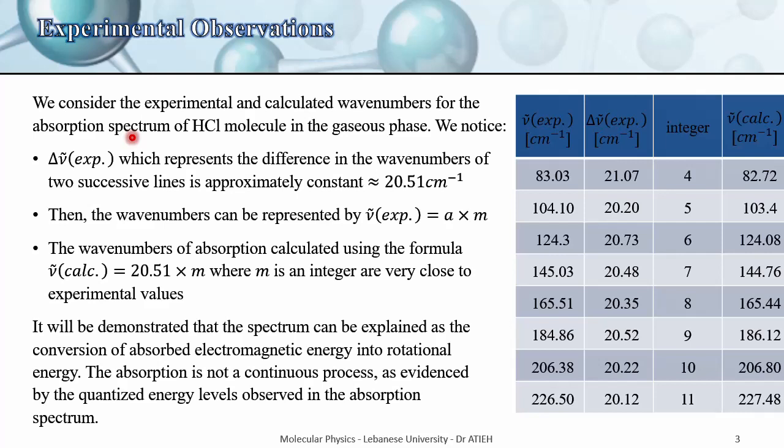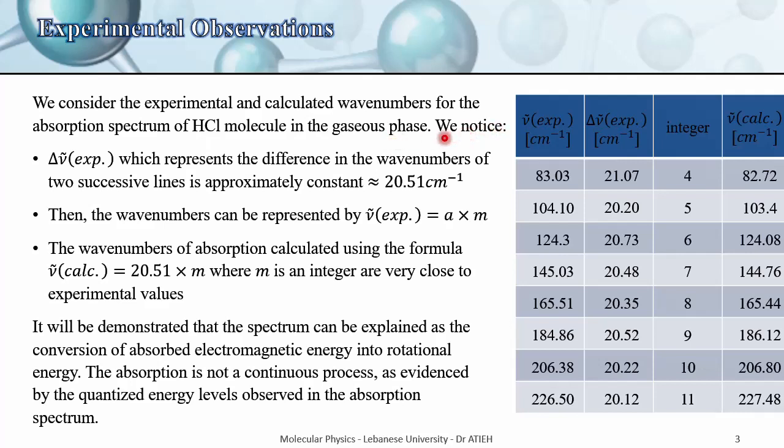So we take this molecule, which is HCl, and of course in our case it is in the gaseous phase. It is radiated by a group of frequencies, or a range of frequencies, and then we check what frequencies are absorbed by this molecule and at what intensity. So this will give us the absorption spectrum.